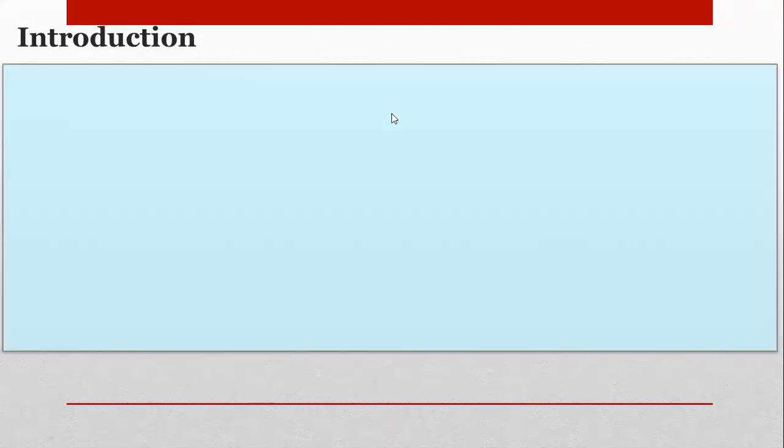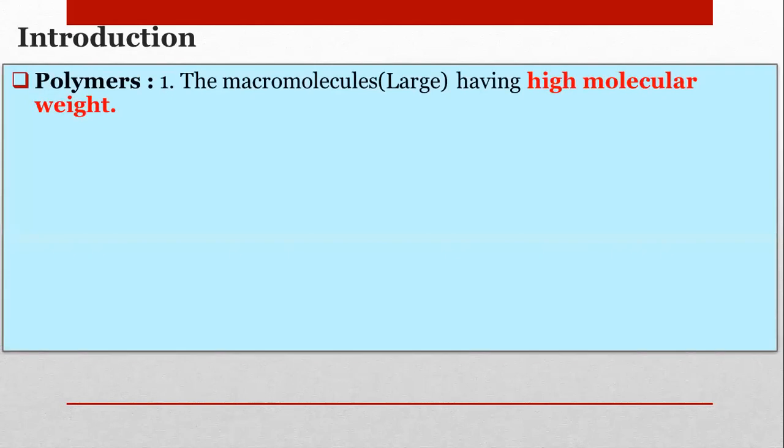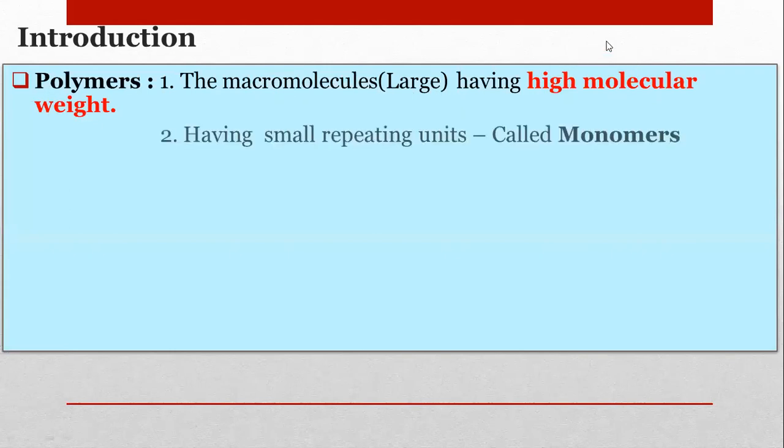So I will first introduce what is meant by polymers. Polymers are very large molecules, macromolecules. Macro means these are very large molecules having high molecular weight. The weight is increased because very long chains are there. These are prepared from small repeating units called monomers. See, the polymer is a very large molecule and it is prepared from small repeating units called monomers. These monomers are repeated.